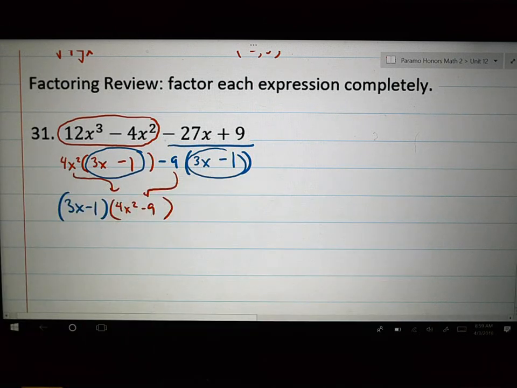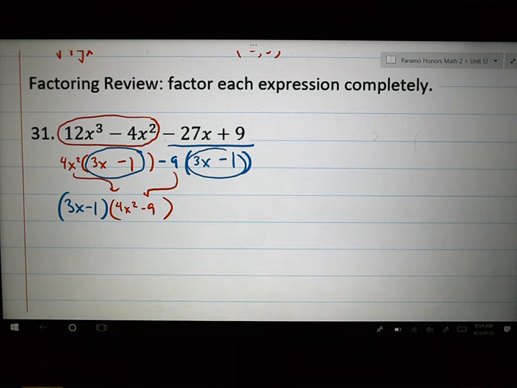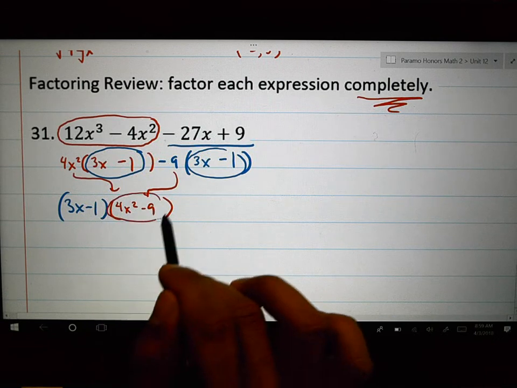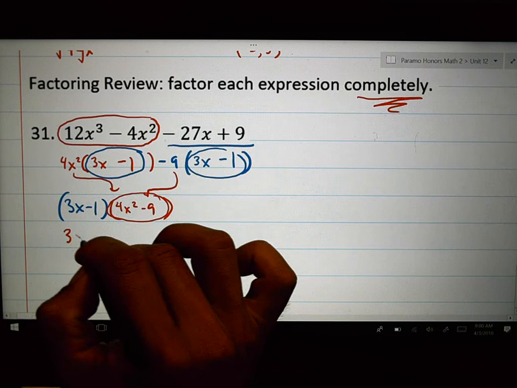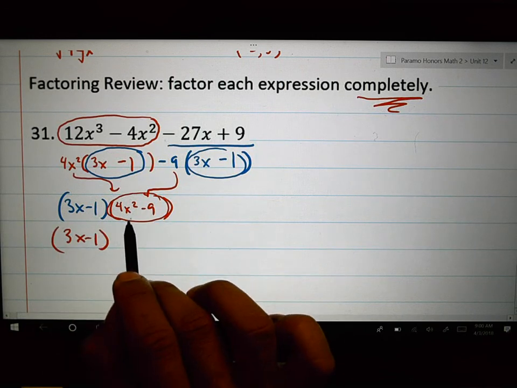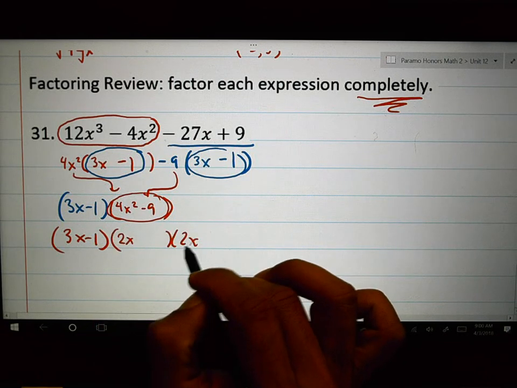Lastly, is this factored completely? Can, let's say, this red piece factor further? Is this a difference of 2 squares? If you've forgotten how to factor the difference of 2 squares, let's do that one. What's the square root of 4x squared? 2x times 2x is 4x squared.